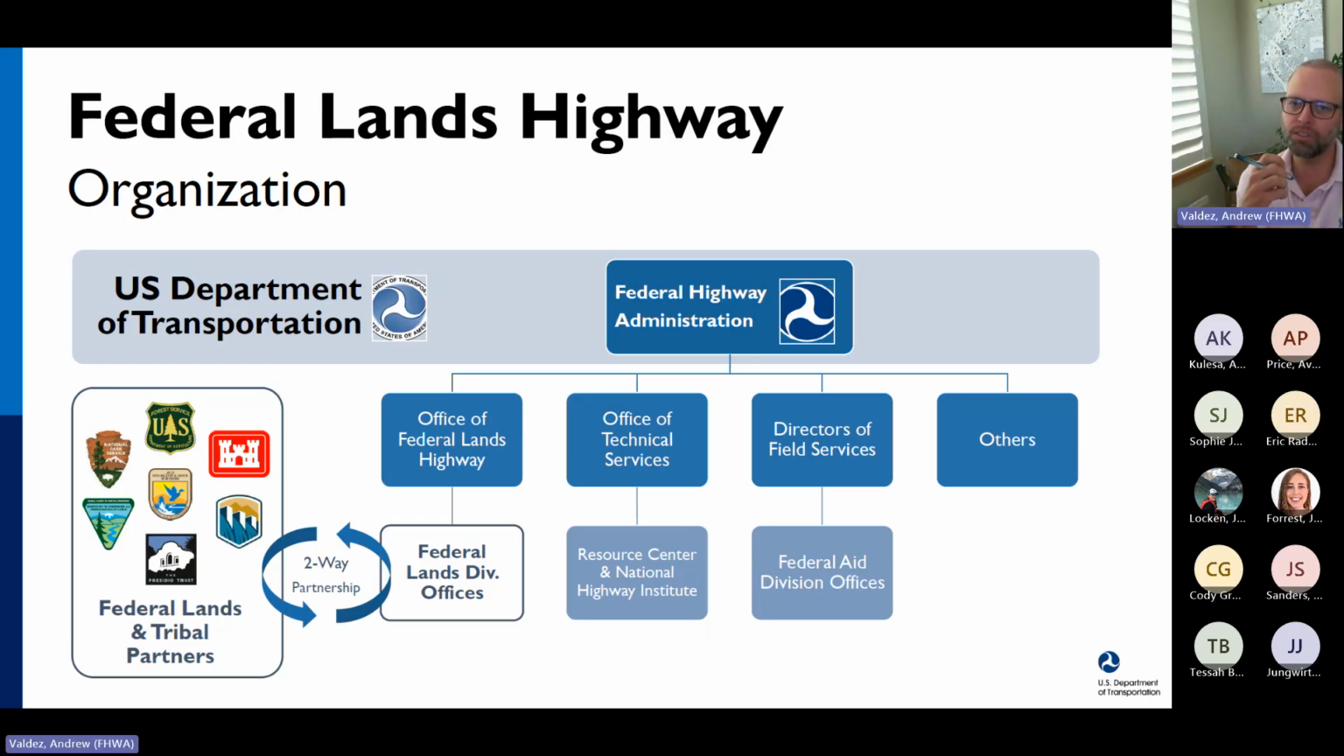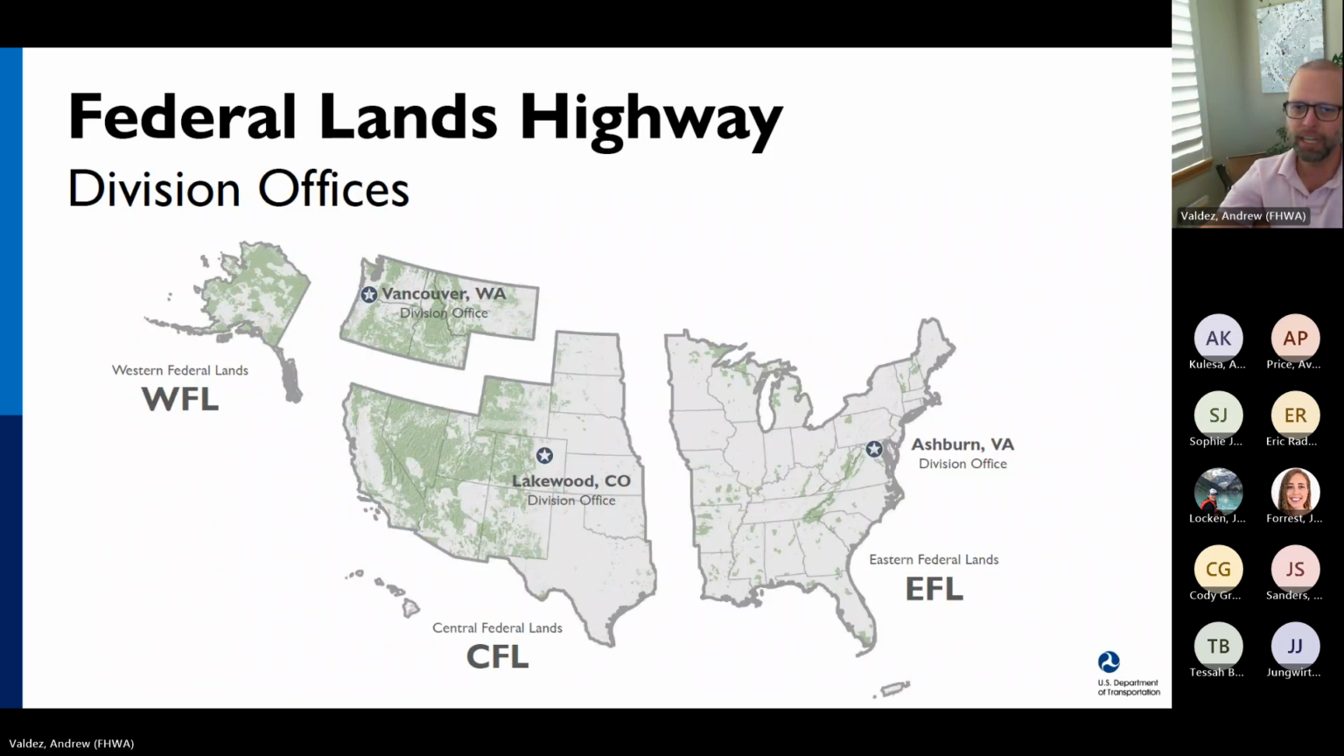And this is where Central Federal Lands, my office, sits within US DOT. As I said, we're a division office of Federal Lands Highways, and you can see the Land Management Agency logos there. And this map just shows how the country is split up into three divisions. So we have Eastern, Central, and Western. Again, Central, our office is in Lakewood, Colorado. And South Dakota falls under our territory.